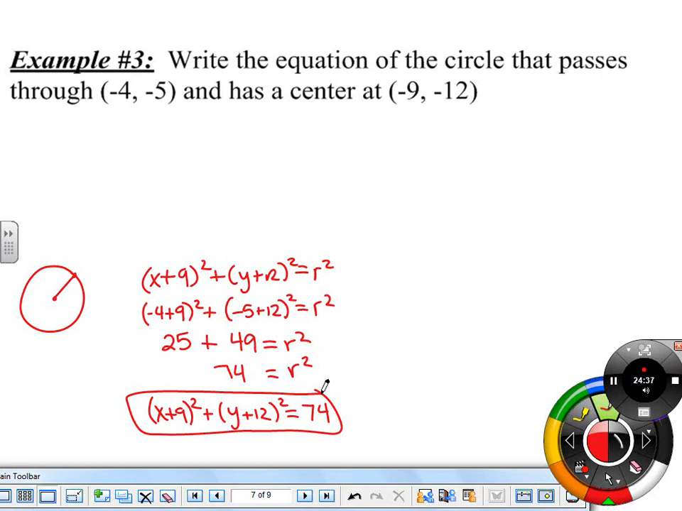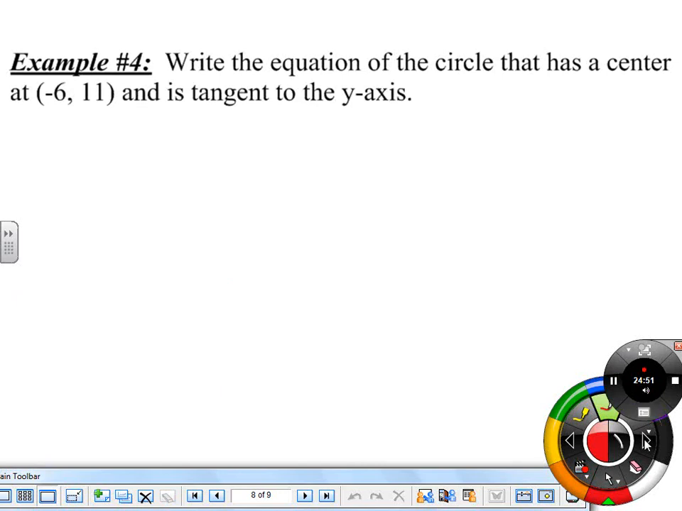Okay, our last example of the day. You guys get 2 minutes to think about it, and then we have 3 minutes to make sure we have it right on our paper. Are you ready? All right, write the equation of the circle that has center at (-6, 11). Again, a nice piece of information. But the only thing else they tell you about your circle is it is tangent to the y-axis.